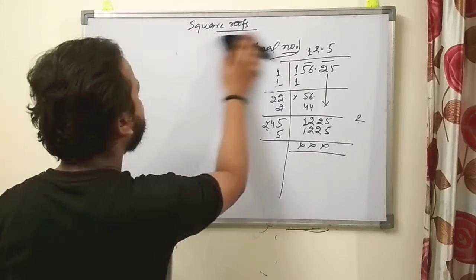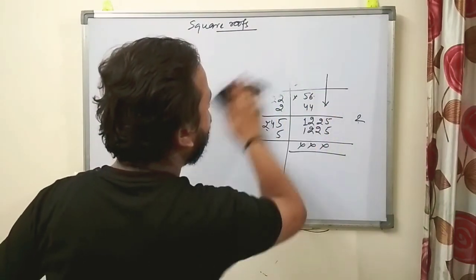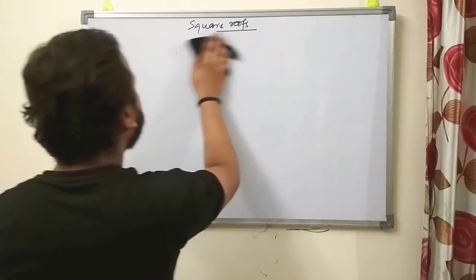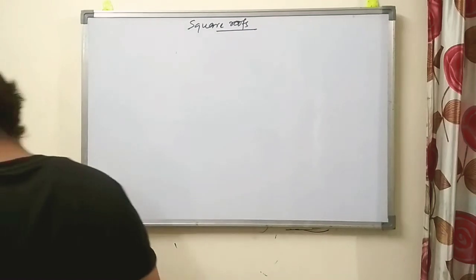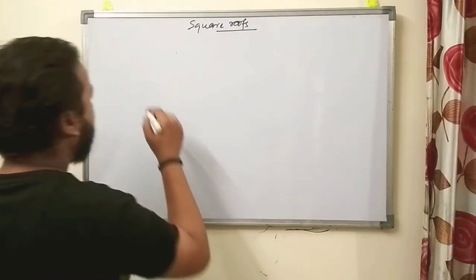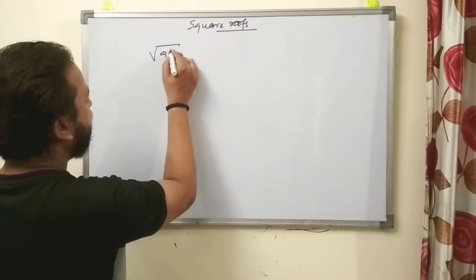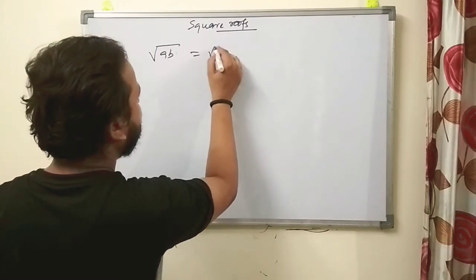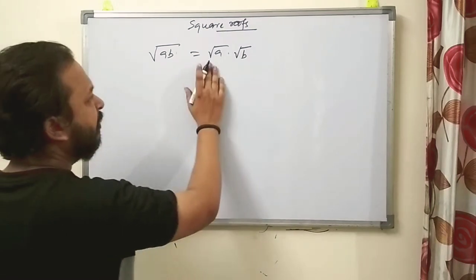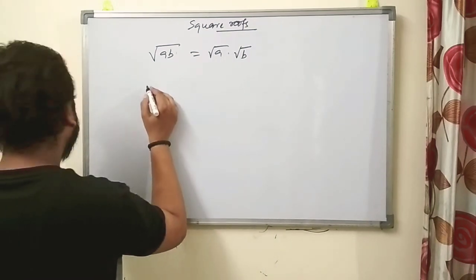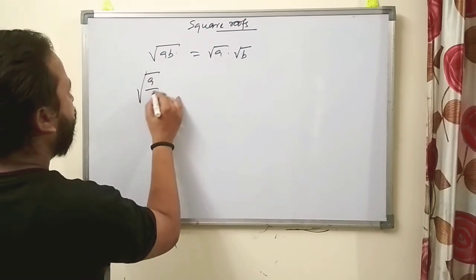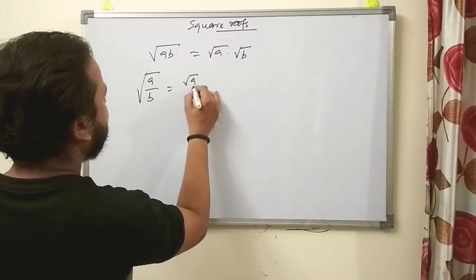Another topic in square root is finding the square root of fractions. We know the formulas: if it is written as a by b, you can also write it as root a into root b. If root ab is written, you can just split it, and another formula is root a by b. You can just write it as root a by root b.